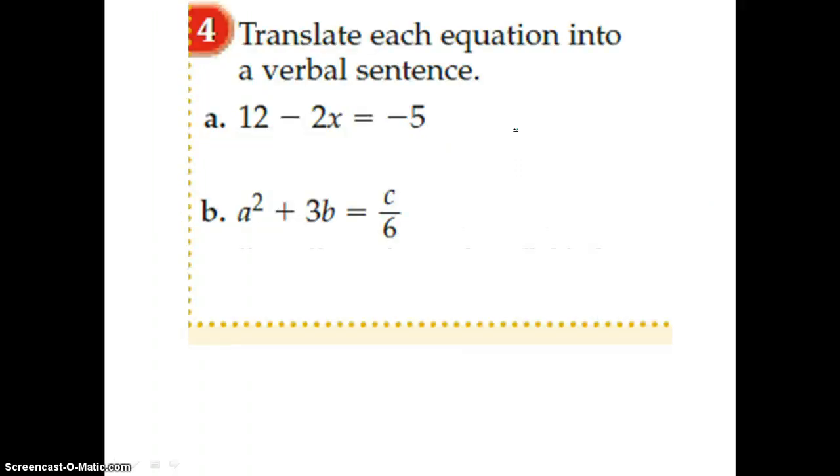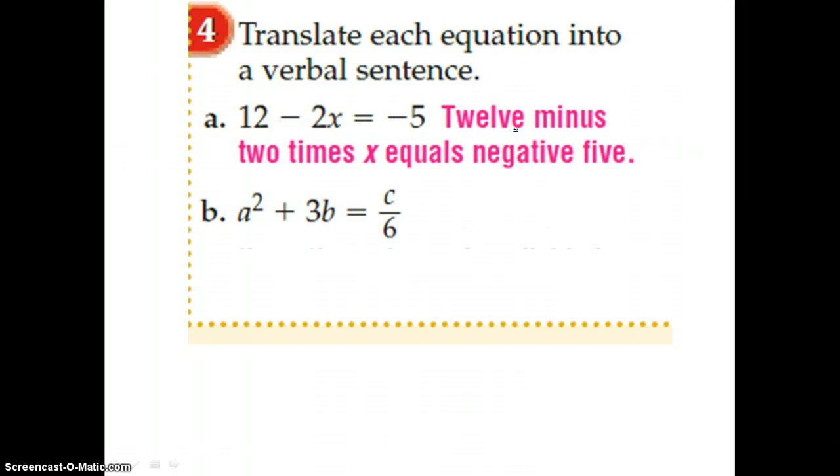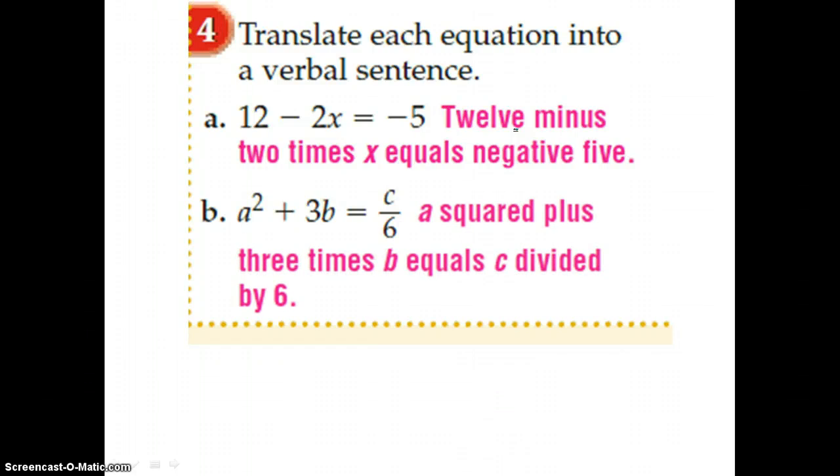Alright, so practice this. You can stop the video, translate each equation into a verbal sentence. So how would you write this in English? A and B. I don't want to read them out to you because then I will be giving you the answer. So when you're done with this, go ahead and continue the video because the answers will show up next. Alright, so you should have had something that said something to the effect of 12 minus 2 times x equals a negative 5, which is basically just reading it out loud. For B, something along the lines of a squared plus 3 times b equals c divided by 6.